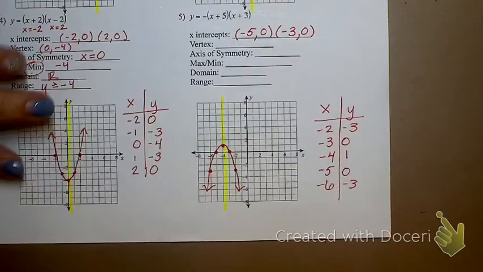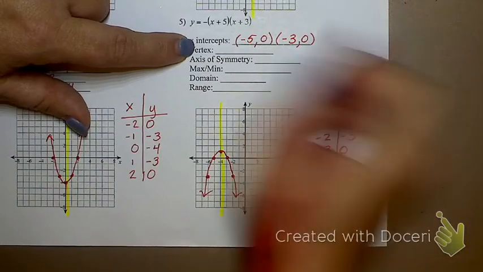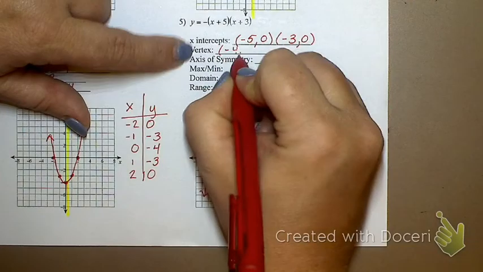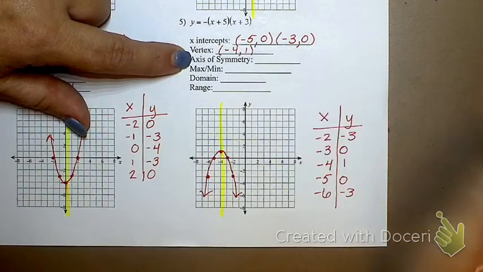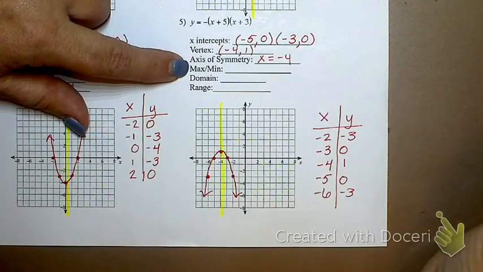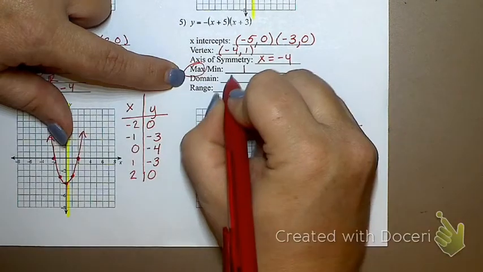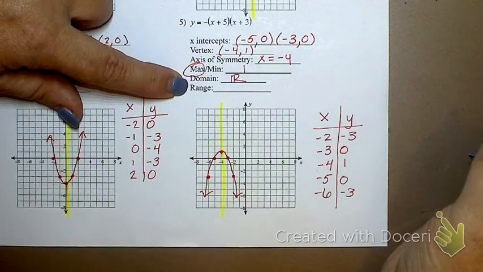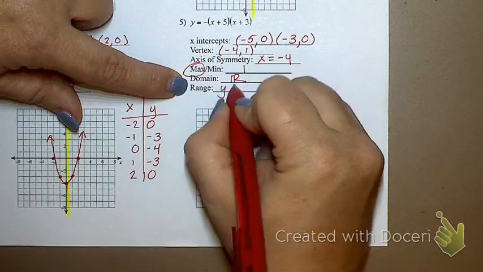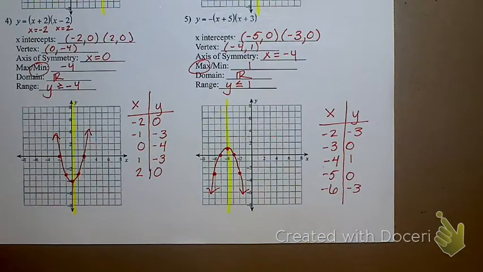All right, so what's my vertex? -4, 1. What's my axis of symmetry? X equals -4. Do I have a maximum or a minimum? A maximum of one. What's my domain? And what's my range? Less than or equal to one. And it's less than or equal to because it's opening down.